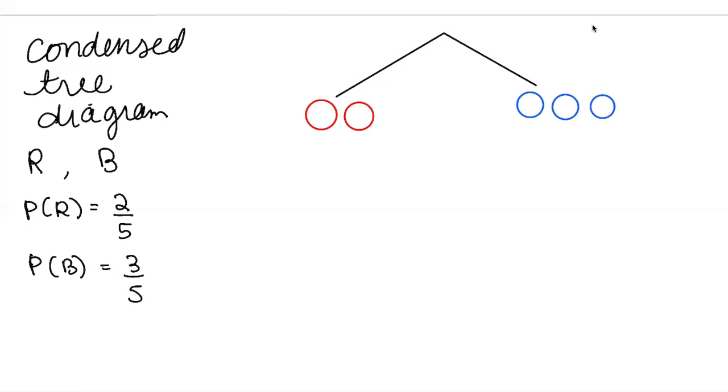Now, because the probability of each of those branches is not the same, I'm going to write it on the branch. For blue, I have a 3/5 chance of getting a blue ball. And for red, I have a 2/5 chance. So I'm going to write those to notate them. And when you do a condensed tree diagram, you must write your probabilities for every part of the tree diagram on all of the branches.